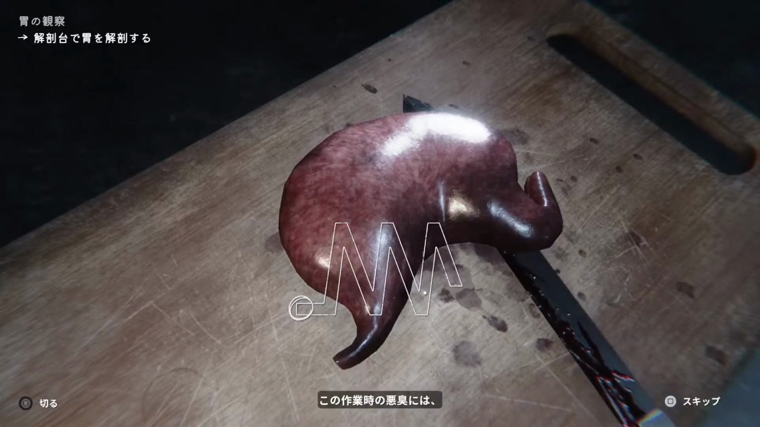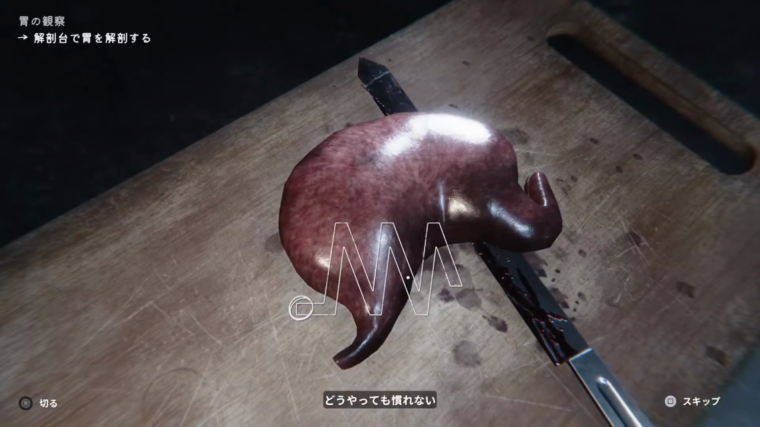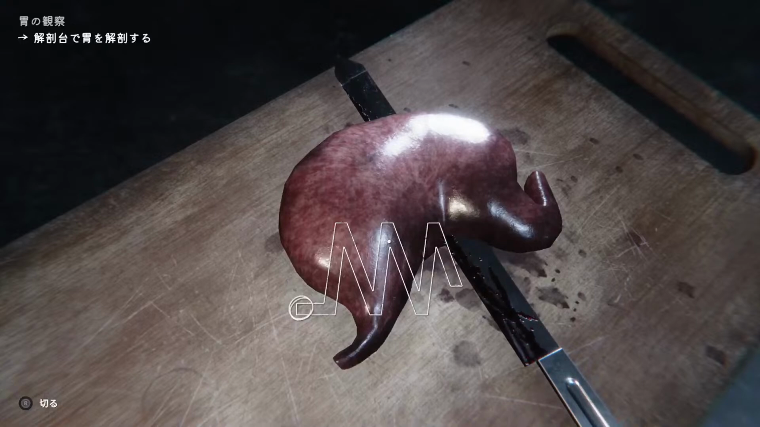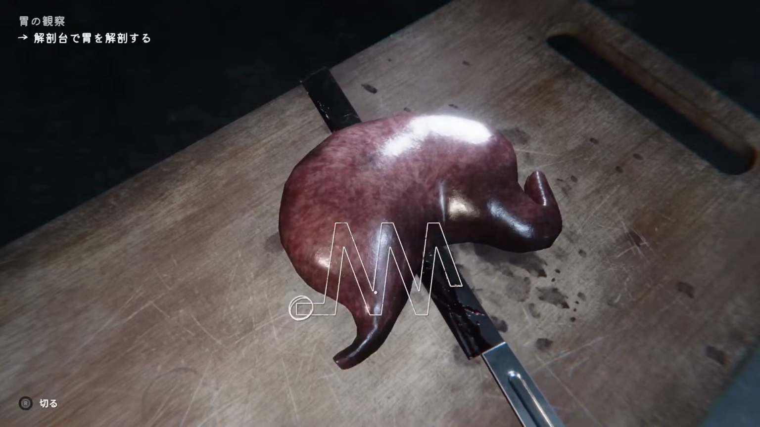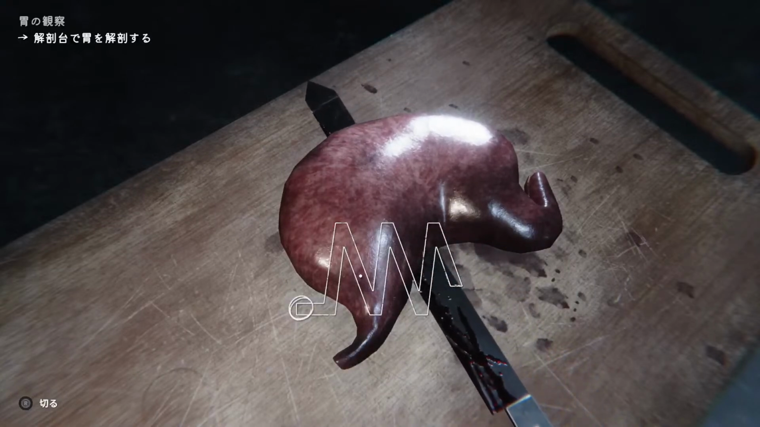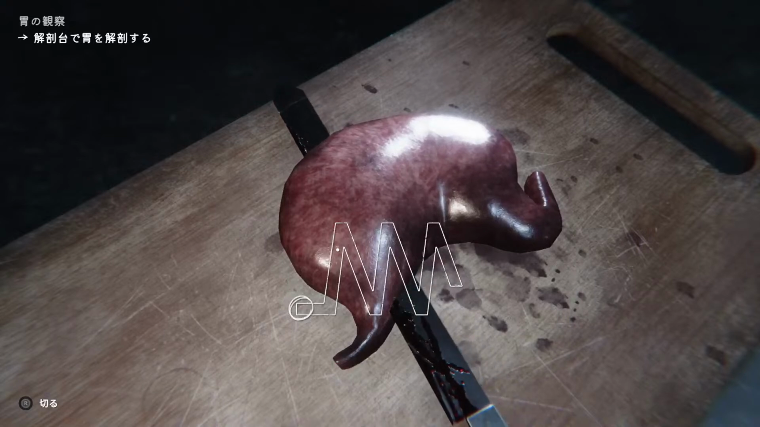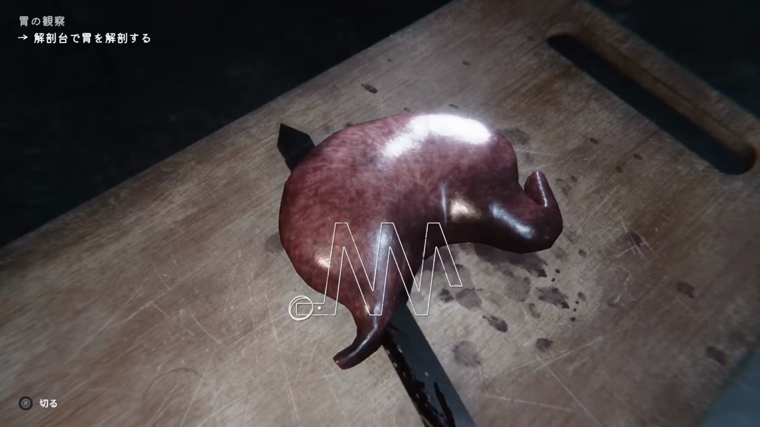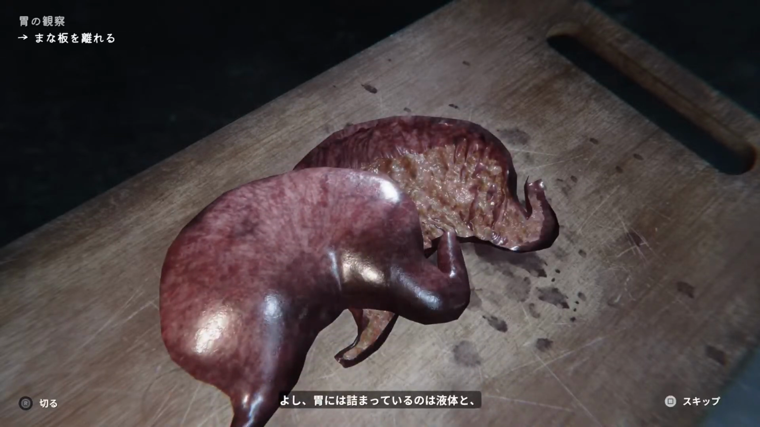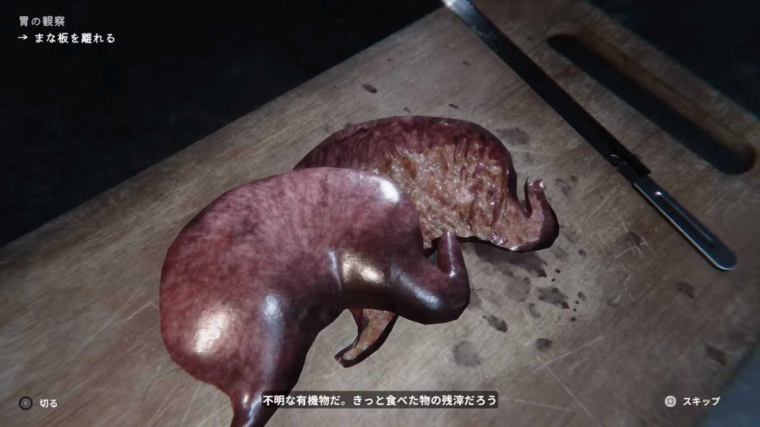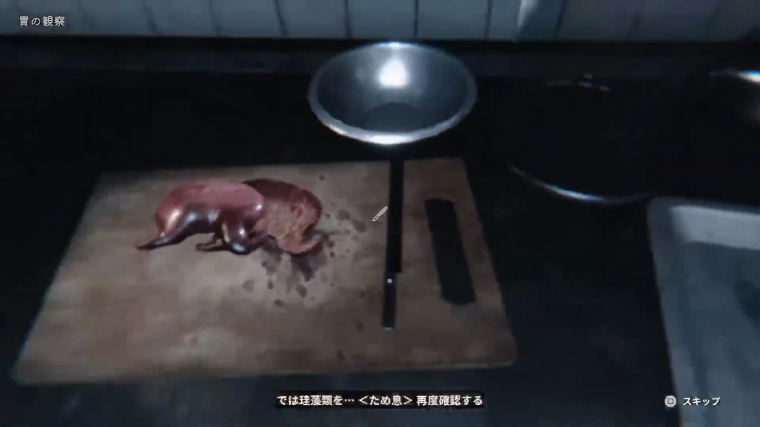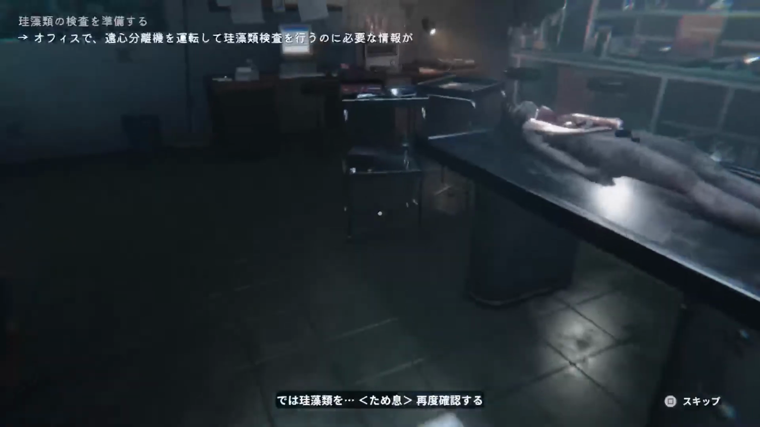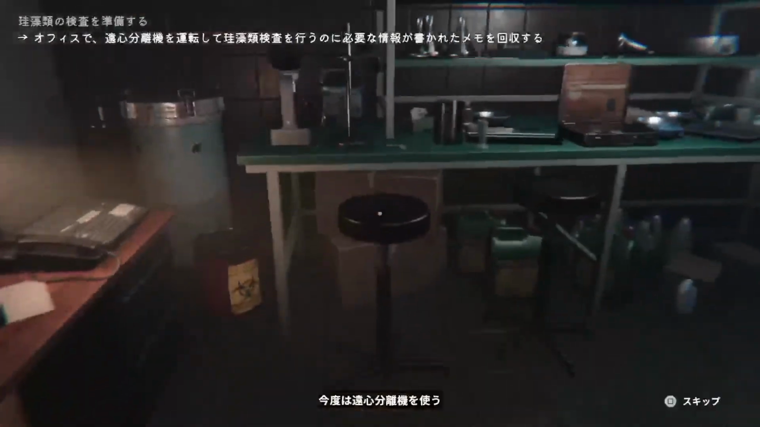One thing you'd never get used to is how much this task smells. Okay, the stomach is full of fluid and unidentified organic matter, which is probably leftover food. So let's check the diatoms. Again, but in a centrifuge for a change.